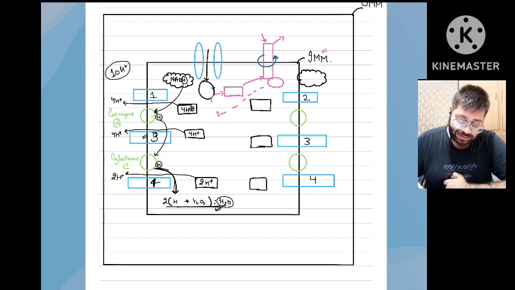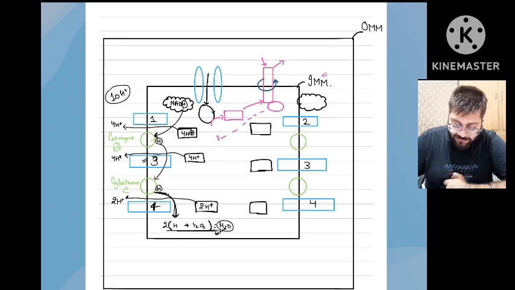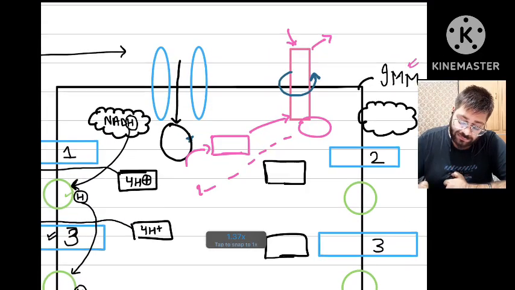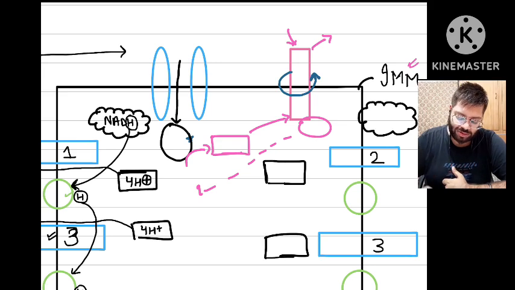Now what will happen is these 10 protons will go and find this channel, which is this channel. It is the complex number 5, which मैंने बताया नहीं. The thing is complex 5 is made up of two parts, F0 and F1.